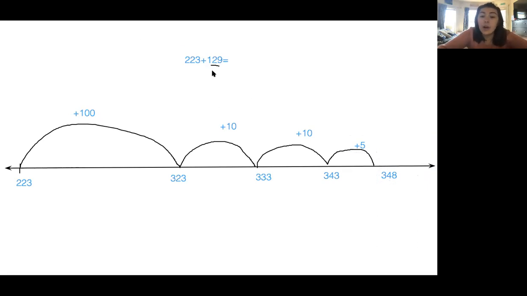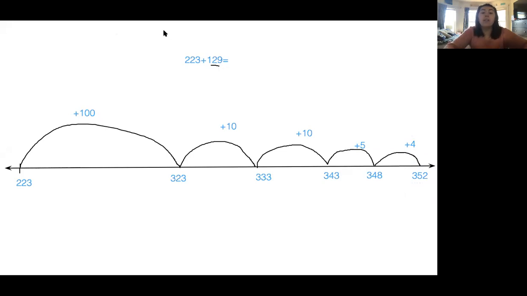Then I'm going to, so I already jumped 5 of my 9. So if I'm thinking 9 minus 5 is 4. So I'm going to now make a jump of 4 because that's what I have left. We're running out of space here. Move this guy over. There we go. So now I need to think about what is 348 plus 4. And that gets me to 352. Whoops. There we go. And so now I've jumped all 129 jumps.